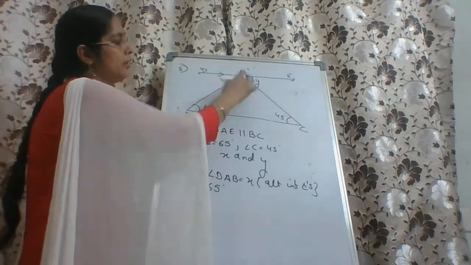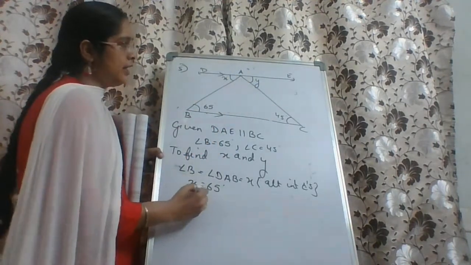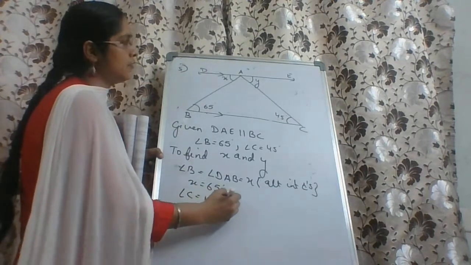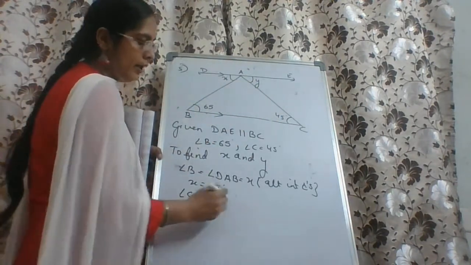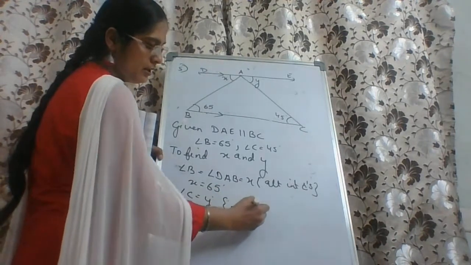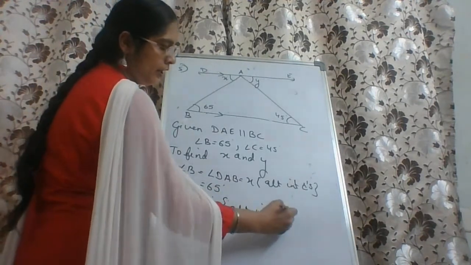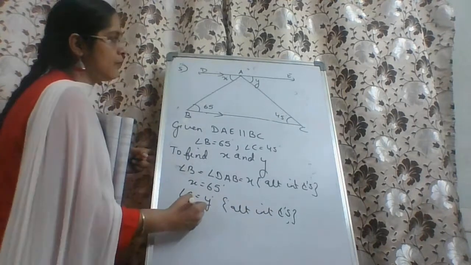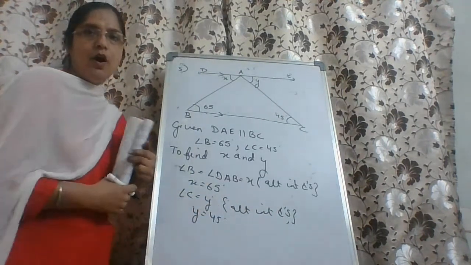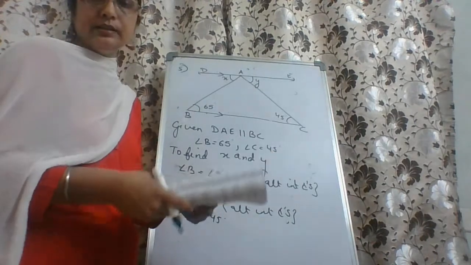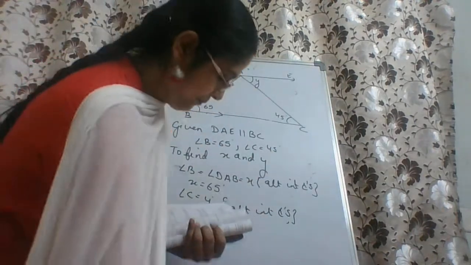Now coming here, angle C is equal to y, which is angle EAC. Alternate interior angles. So y is equal to 45 degree. Alternate interior angles. One or two sums more.